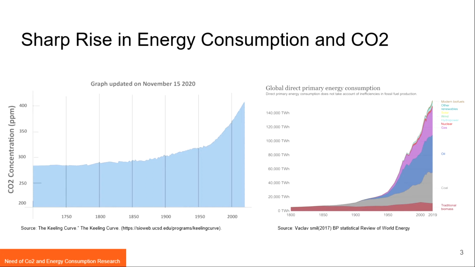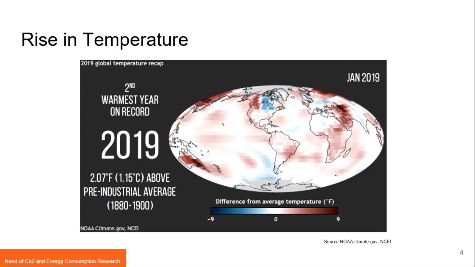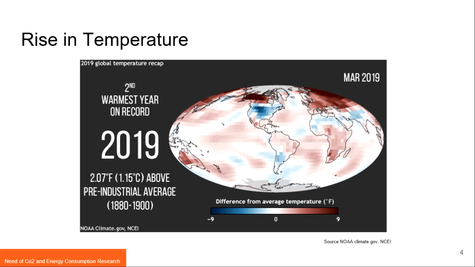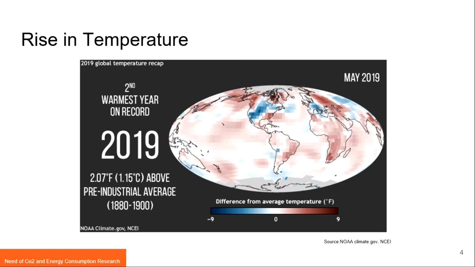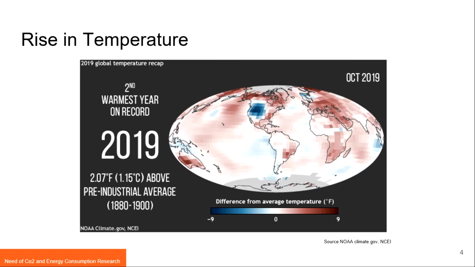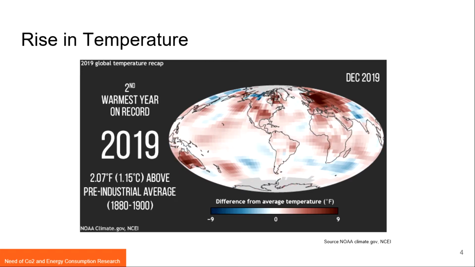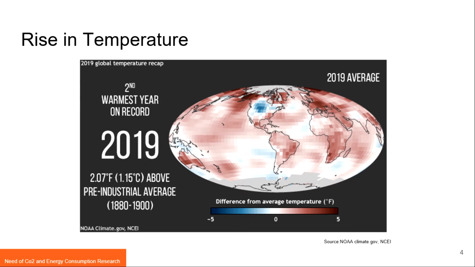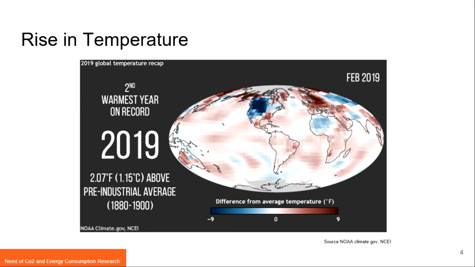On the right-hand side, you can see that energy consumption was well below 20,000 terawatt-hours before the Industrial Revolution, which has increased exponentially by 2019. The increase in energy consumption and CO2 concentration causes a rise in temperature. Here we can see that 2019 was recorded as the second warmest year.